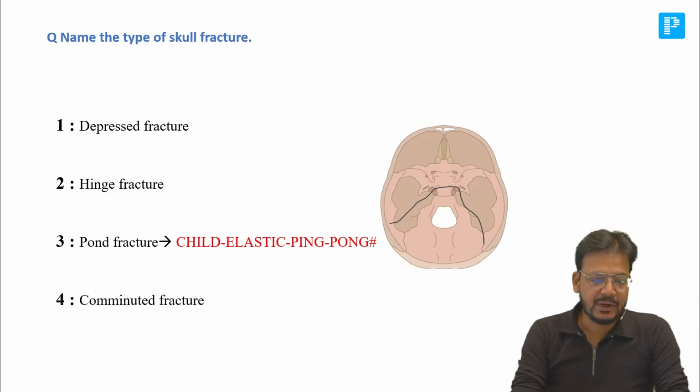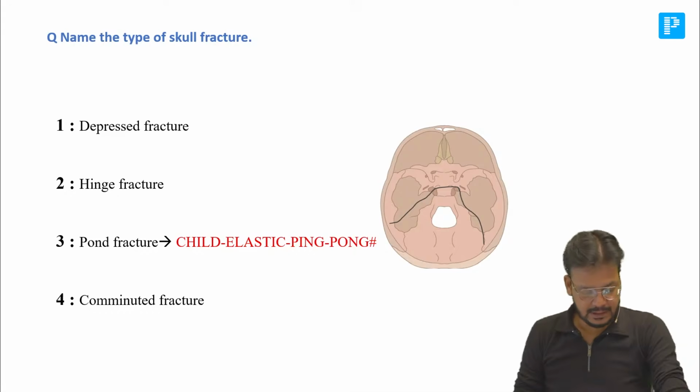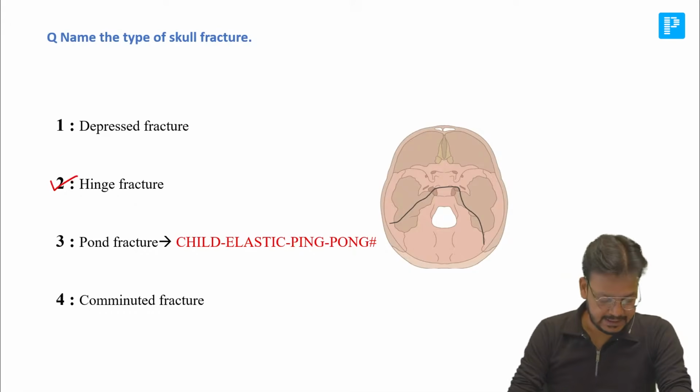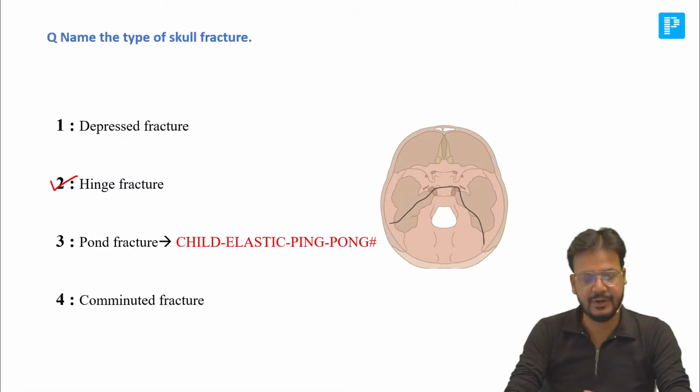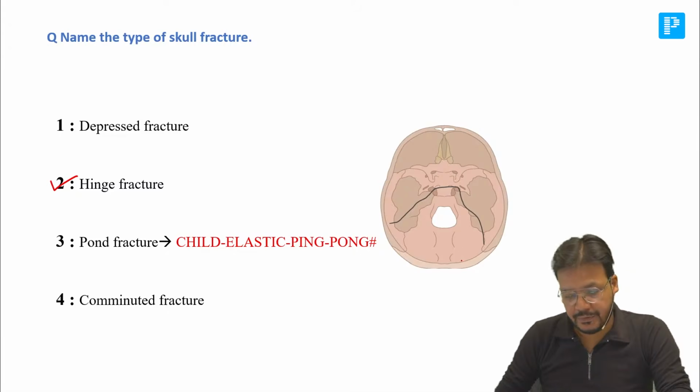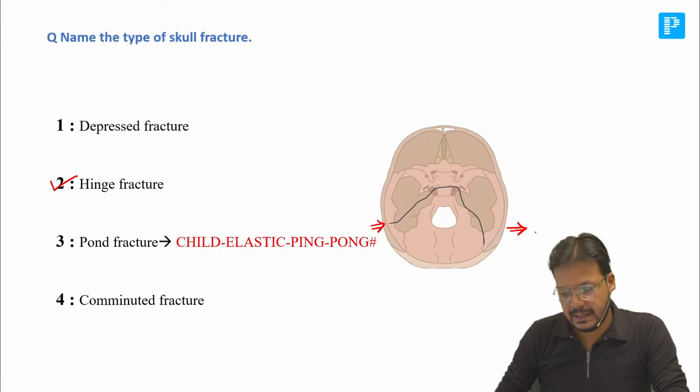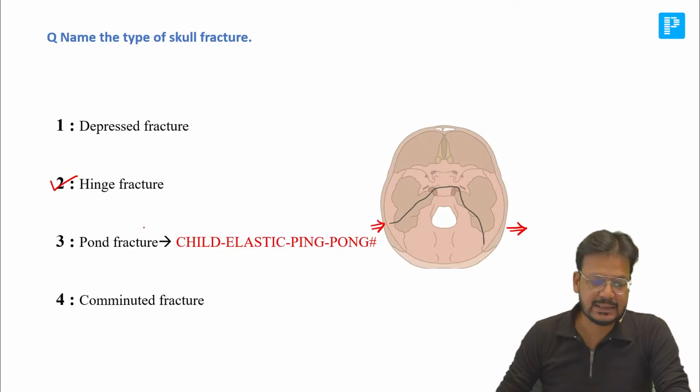Okay. Now tell me, name the type of skull fracture. This image is given: depressed fracture, hinge fracture, pond fracture and comminuted fracture. Give me the answer. It is hinge fracture. Now sir, how to identify that it is hinge fracture? Very important one. If you see, it is starting from one side, this side, and going towards the other side. It is starting from the petrous ridge, then sella turcica, then the other side of the petrous ridge. So here the answer is hinge fracture.